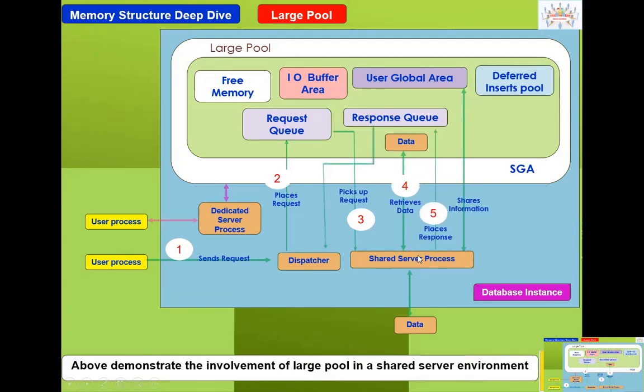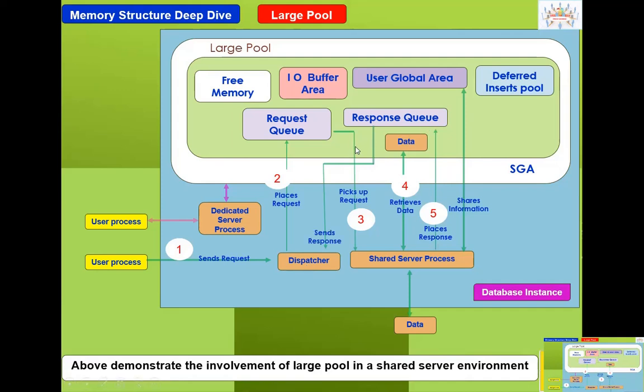So this shared server process finalizes the request, because there can be multiple shared server processes handling this request. Maybe the last shared server process who completes the processing of the request places the response in the response queue which belongs to the dispatcher who initiated the request. And that is step number 5.